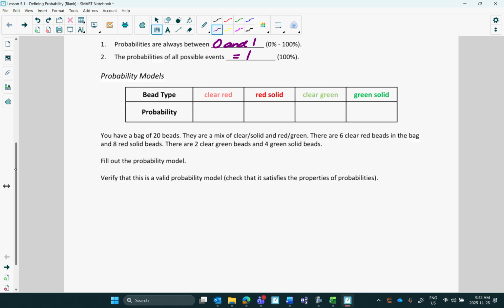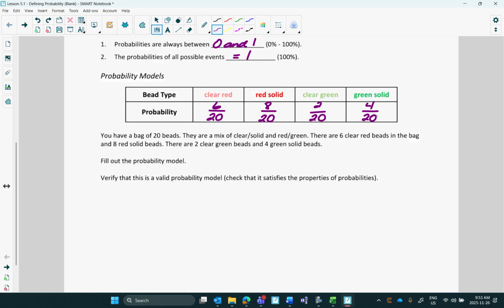So again, okay, so we're back to a bag of 20 beads. They're a mix of clear, solid, red, green. There are 6 clear reds, 8 red solids, 2 clear greens, 4 green solids. So what's the probability we select a clear red? 6 out of 20. Solid red? 8 out of 20. Clear green? 2. And finally, solid green? 4. So that's our probability model.